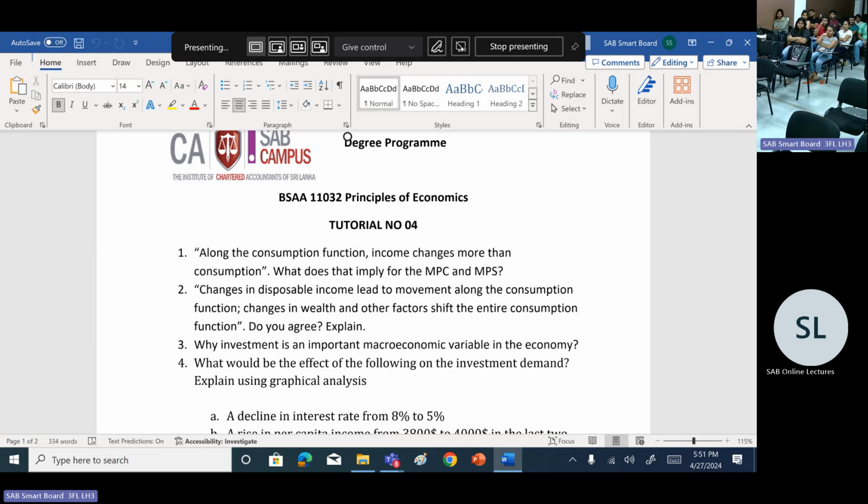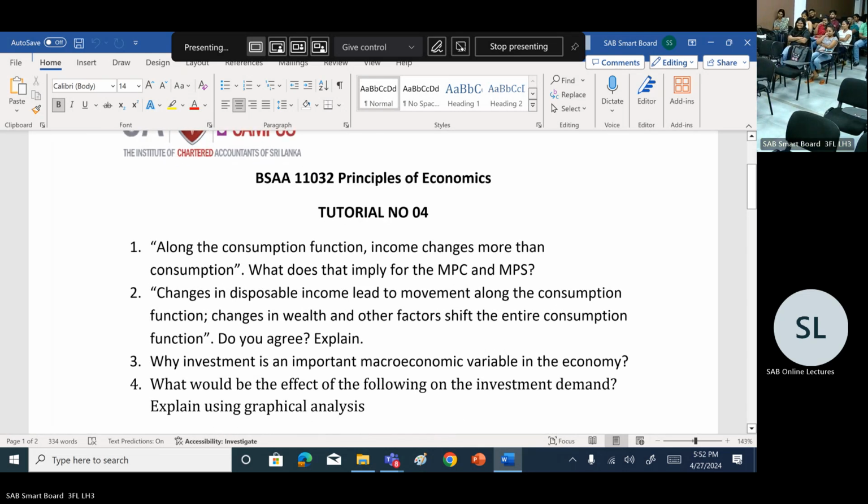What is the first question? What does it say? Income changes more than consumption. Income changes more than consumption. Can it ever be? No. Okay. Along the consumption function.